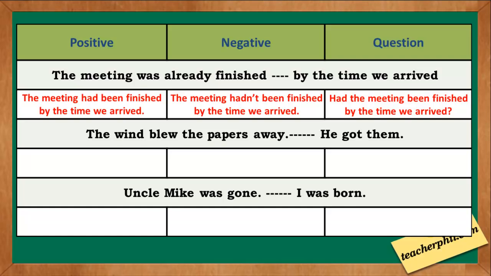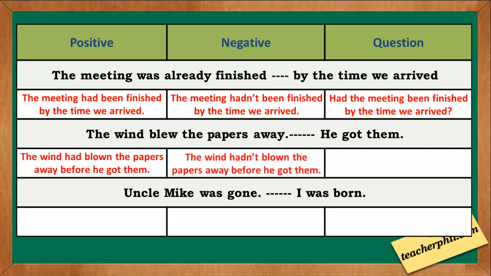Next, the wind blew the papers away. And he got them. The correct positive statement is the wind had blown the papers away before he got them. The negative statement is the wind hadn't blown the papers away before he got them. And the question is, had the wind blown the papers away before he got them?